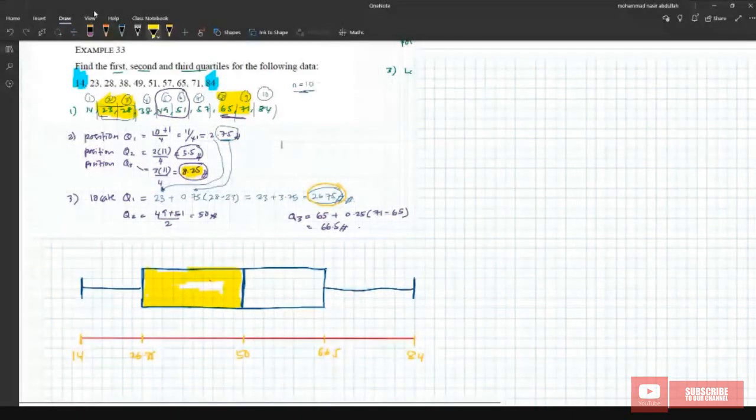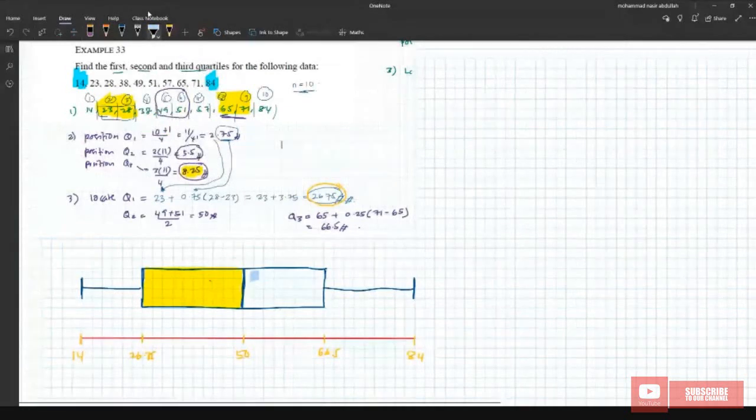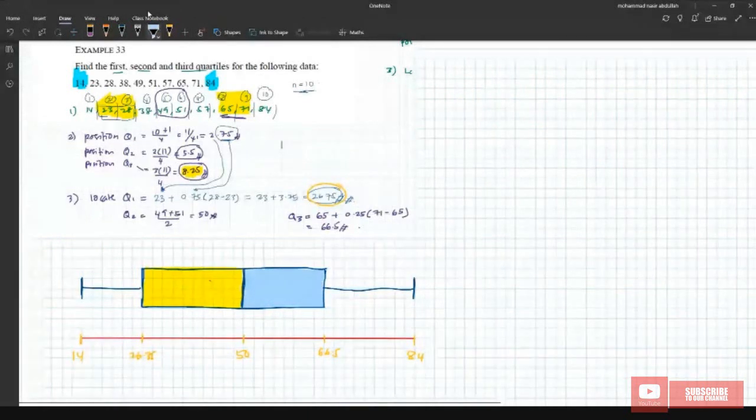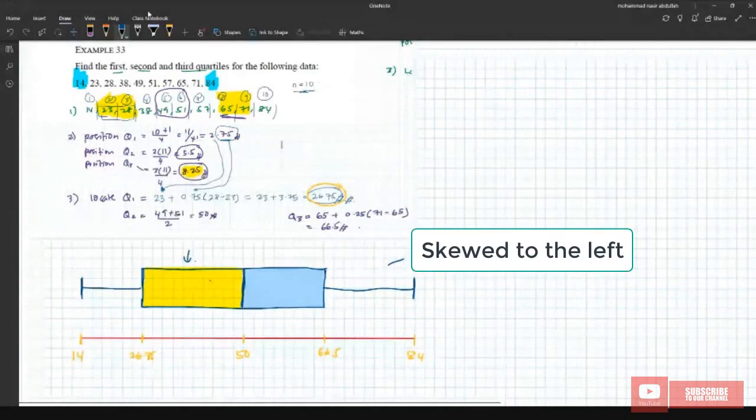Actually, you don't need to color, but I just want to show you the different area sizes, right? So since the area on the left hand side is larger than the area on the right hand side, this is a skew to the left distribution, right? This is how we draw a box and whisker plot.